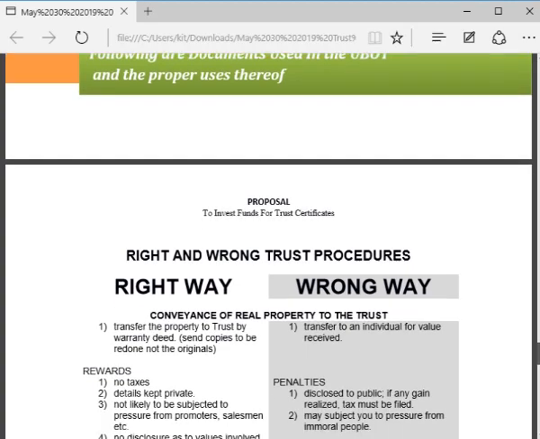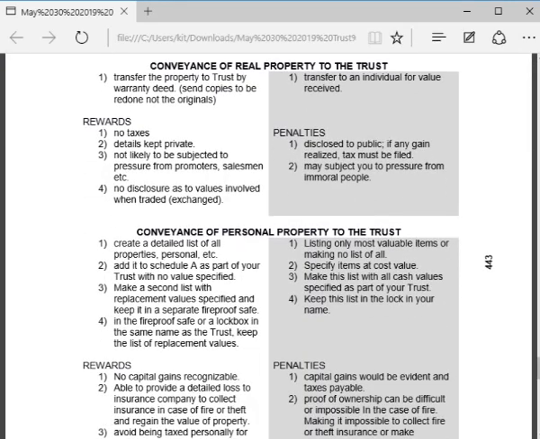Conveyance of real property to the trust. Transfer the property to the trust by warranty deed. Send copies to the recorder, not the originals. Transfer to an individual for value received. Rewards: no taxes. Details kept private.